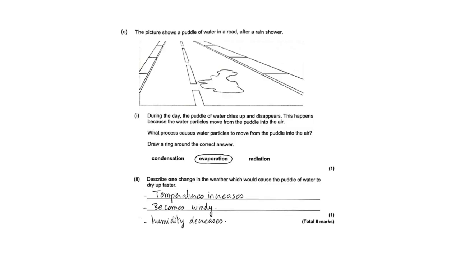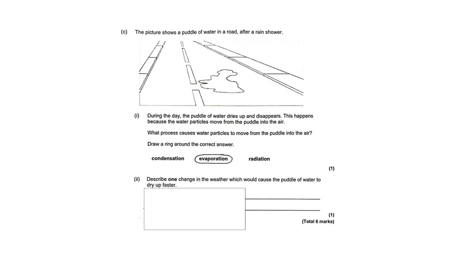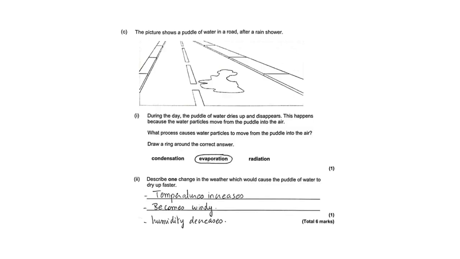Next, describe one change in the weather which would cause the puddle of water to dry up faster. If it was hotter, it would evaporate quicker. If it was drier, it would evaporate quicker. If it became windy, it would evaporate faster. So a rise in temperature, or more wind, or a decrease in humidity would lead to quicker evaporation.